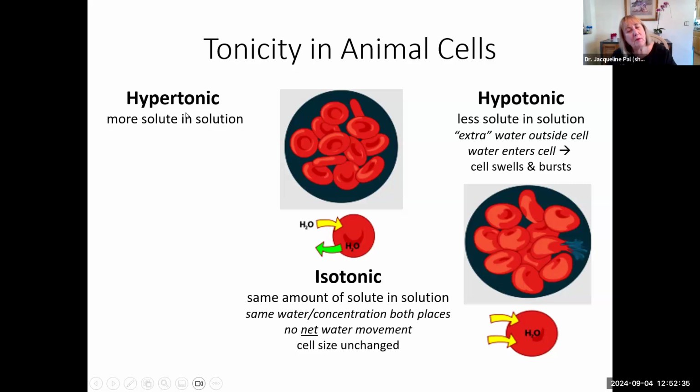Similarly, but the opposite, if we take cells and we put them in a hypertonic solution, meaning there's more dissolved solutes in the solution. Say, for instance, we put it in a heavy salt solution. Say salt water, seawater. That would mean there's a higher concentration of salt in the solution than there is the concentration of salt inside the cell, meaning the extra water is inside the cell.